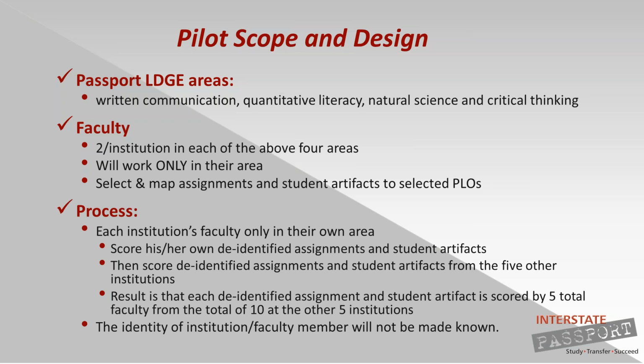The process is that each institution's faculty, again in their own area, will score their own de-identified assignments and student artifacts. They will then score de-identified assignments and student artifacts from the 5 other institutions. This will result in each of these assignments and artifacts being scored by 5 faculty at their own institution, and a total of 10 faculty at the other 5 institutions. So each assignment and artifact is going to be scored by multiple faculty. And the identity of the institution or the faculty member doing a particular scoring exercise will not be made known.